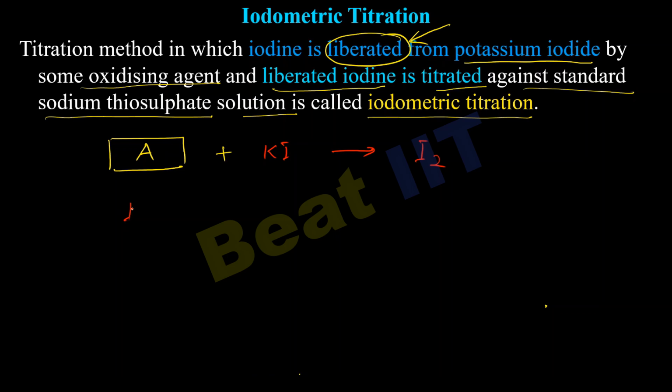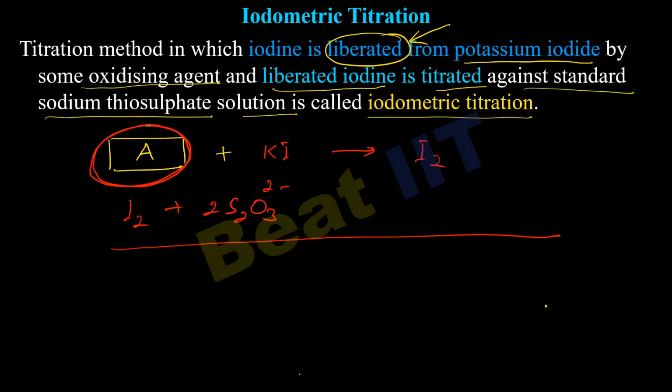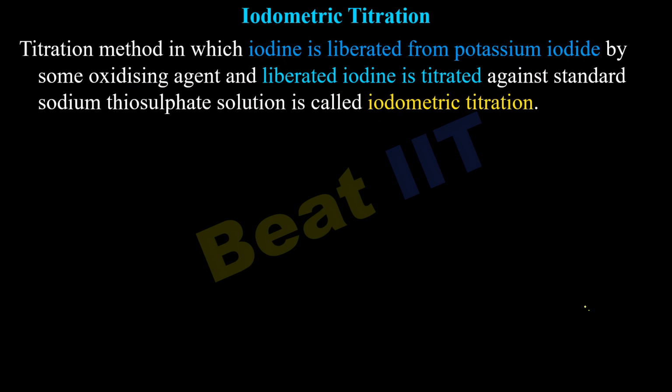This iodine is again titrated with thiosulfate ion using the same equation which we use in iodometric titration. So this reaction will be the same as in iodometric titration, the second one. Then how do we calculate the concentration of the original substance we used? That is something I am going to explain here.